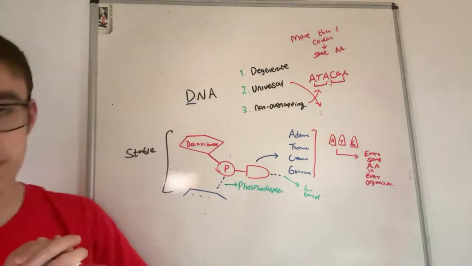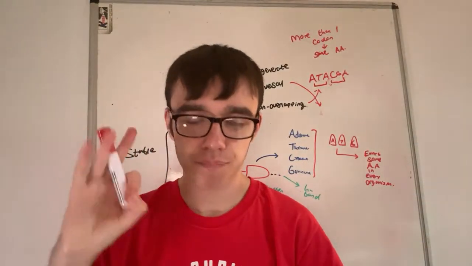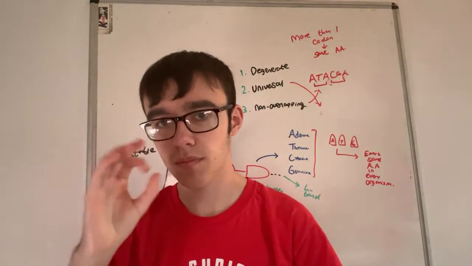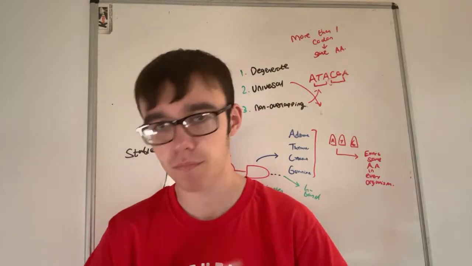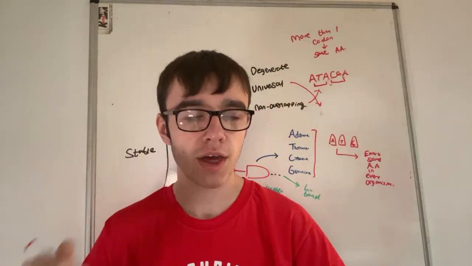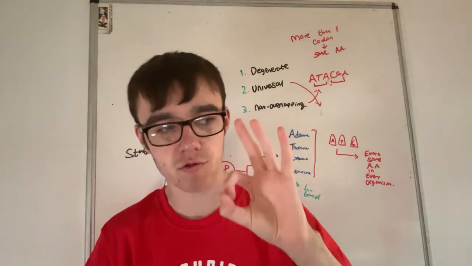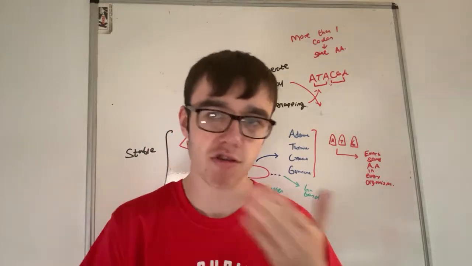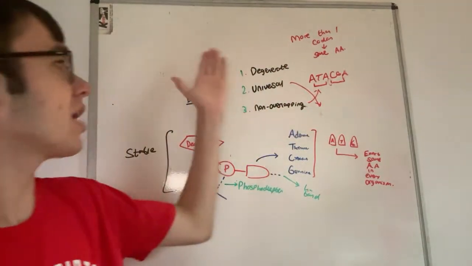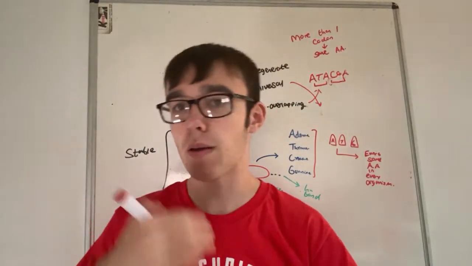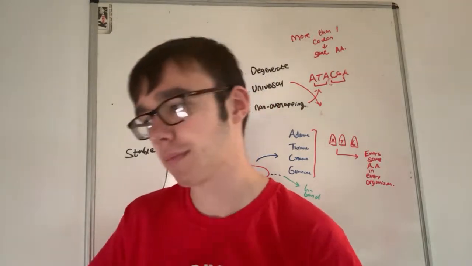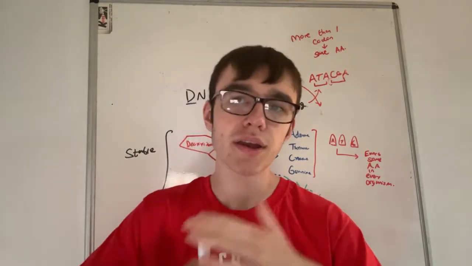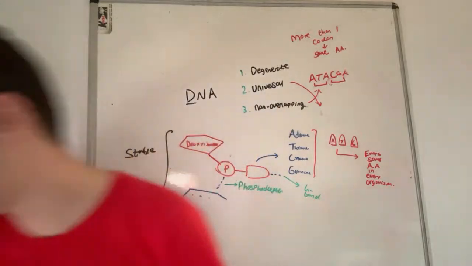So, non-overlapping is where each base is only part of one triplet, not multiple. That's easy enough to understand. Universal is where the same triplet always codes for the same amino acid. And to add on to that, degenerate is where there are multiple triplets that code for the same amino acid. So they go hand in hand. It's easy to understand.